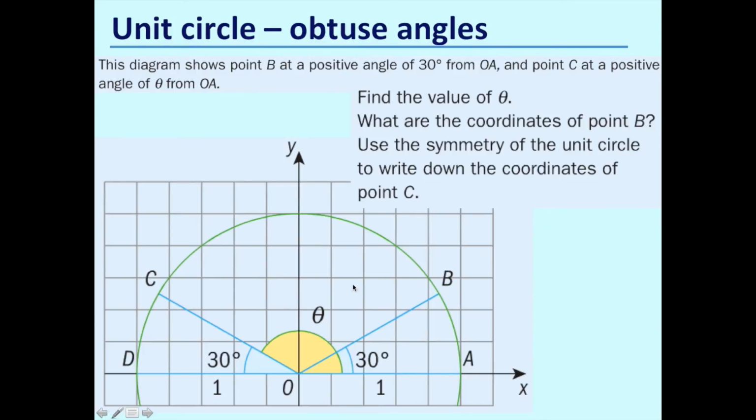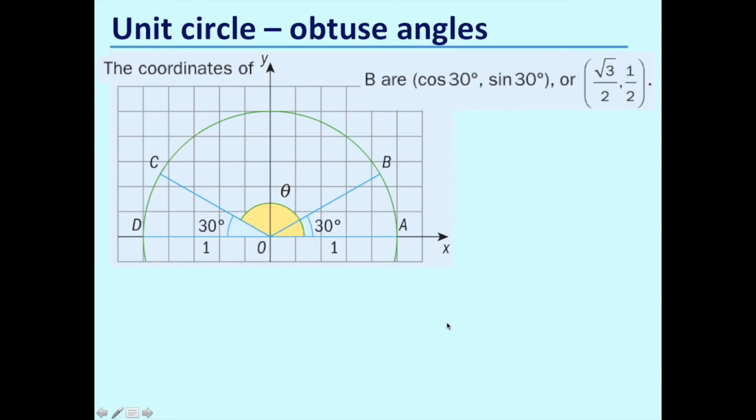So we can also use this, for instance, to make connections with the ambiguous case. We've got a diagram which shows point B with an angle of 30 degrees and point C at an angle of theta from OA. Find the value of theta, and what are the coordinates of point B, and use the symmetry of the unit circle to write down the coordinates of point C. So let's take this bit by bit.